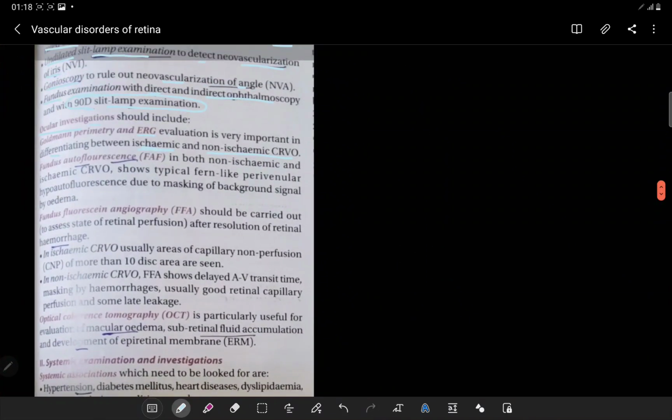Next is fundus autofluorescence. In both non-ischemic and ischemic CRVO, there is typical petaloid perivenular hypoautofluorescence due to masking of the background signal by edema. Fundus fluorescein angiography should be carried out, that is FFA, to assess the state of the retinal perfusion after resolution of the retinal hemorrhages.